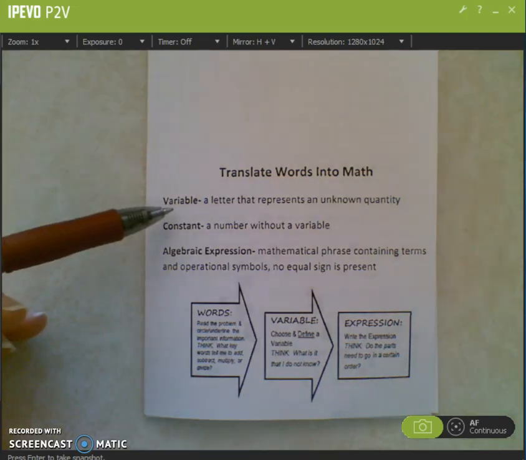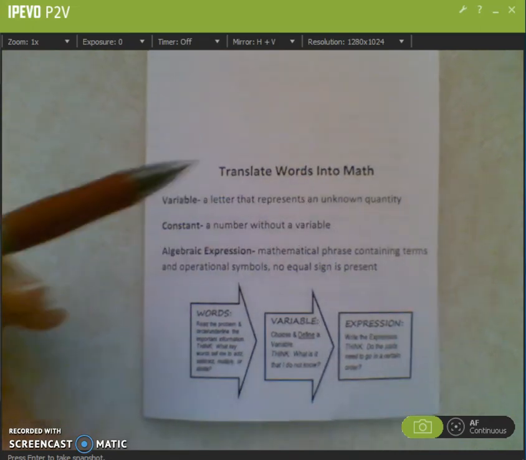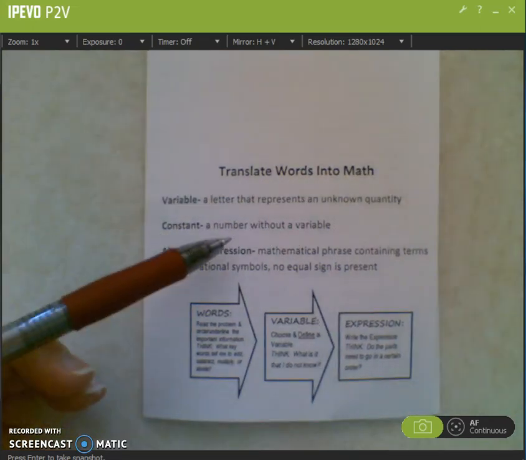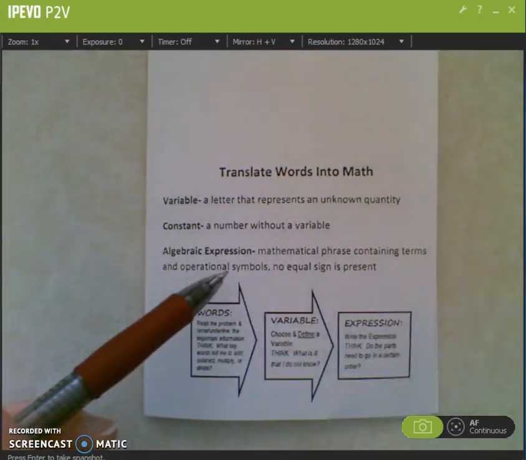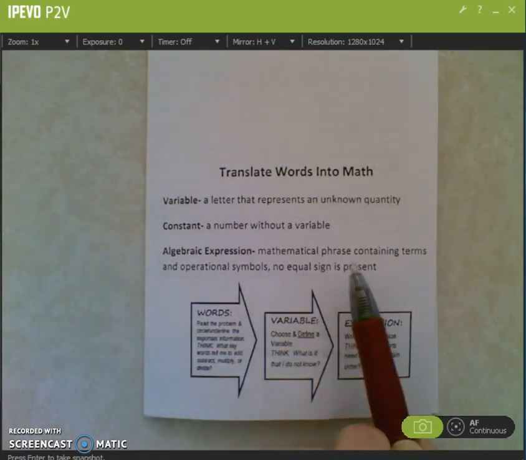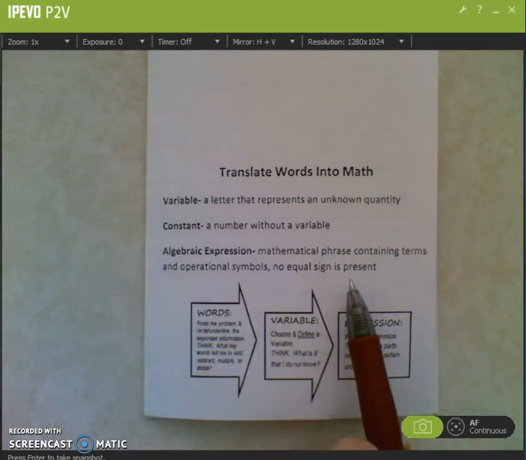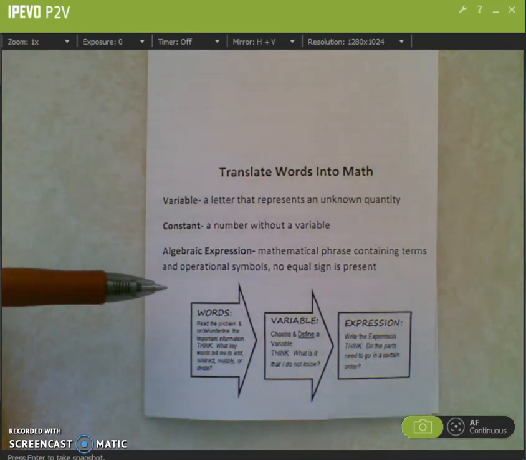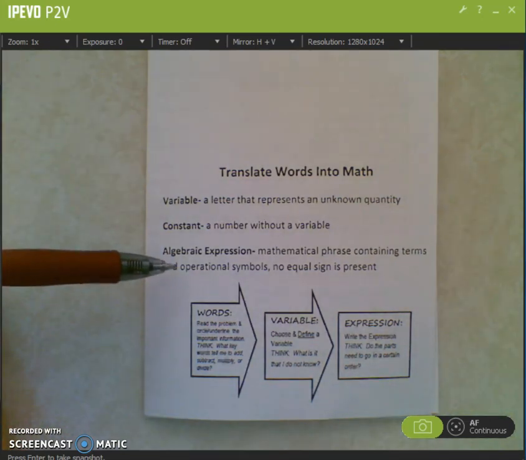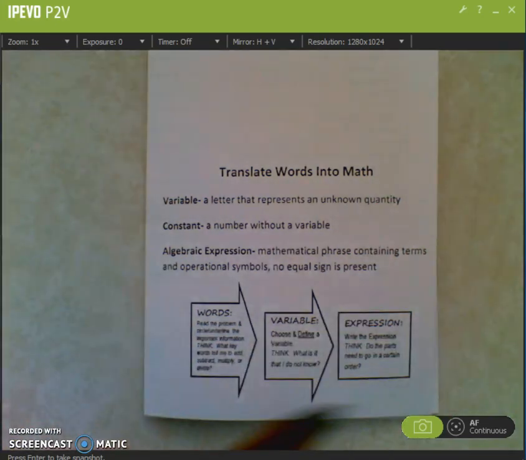Variables are letters that represent an unknown quantity. Constants are the numbers without a variable. Algebraic expressions are mathematical phrases that contain terms and operational symbols without an equal sign. So there's no equal sign present in an expression. In an equation, there's an equal sign. In expressions, there is not.